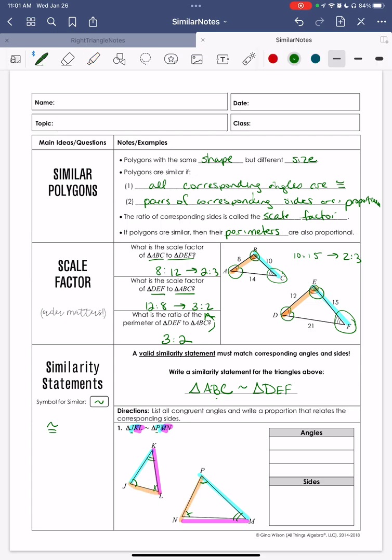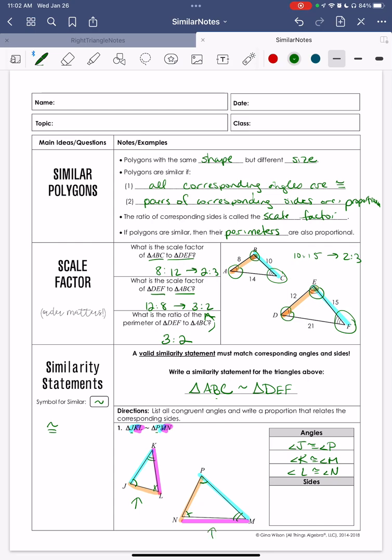So writing it over here, I can say angle J is congruent to angle P, angle K is congruent to angle M, and angle L is congruent to angle N. Now, to write a proportion with all the corresponding sides, it goes like this. Pick a triangle to start on. I'm going to pick this one to be my first triangle and this one to be my second.